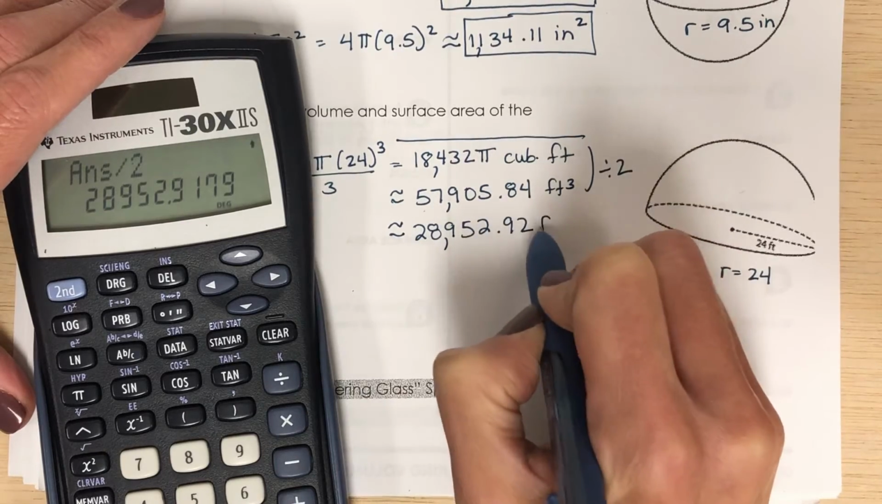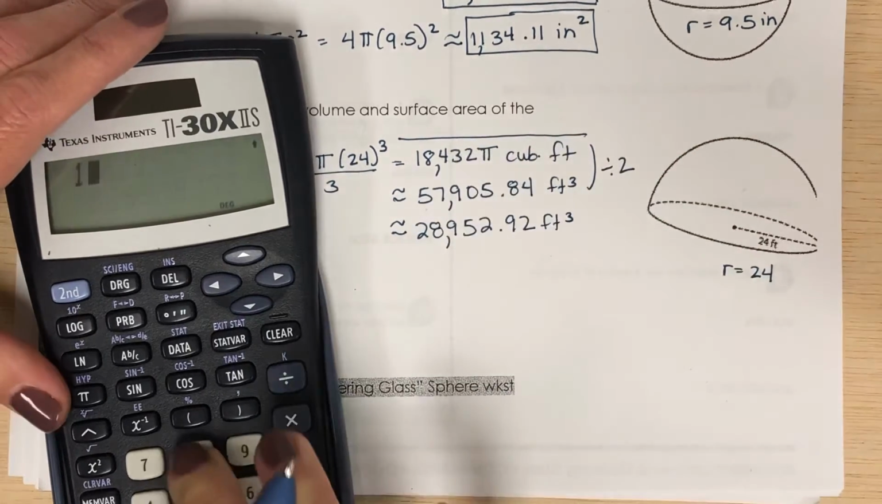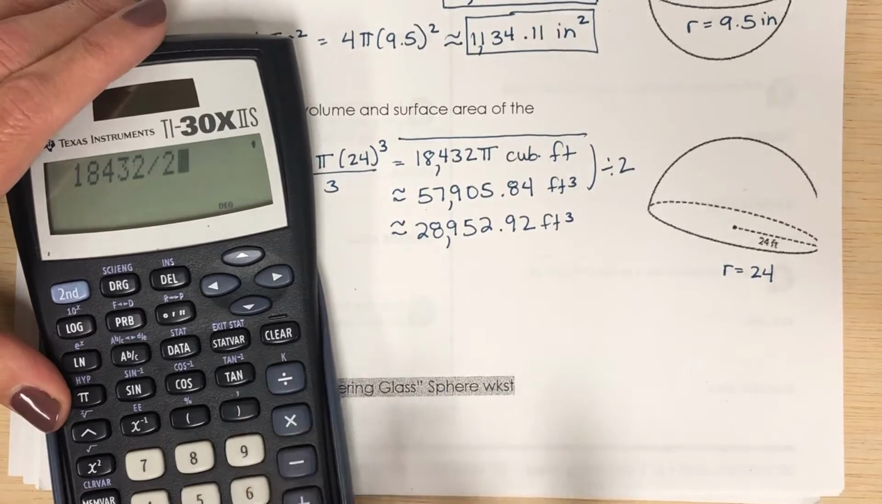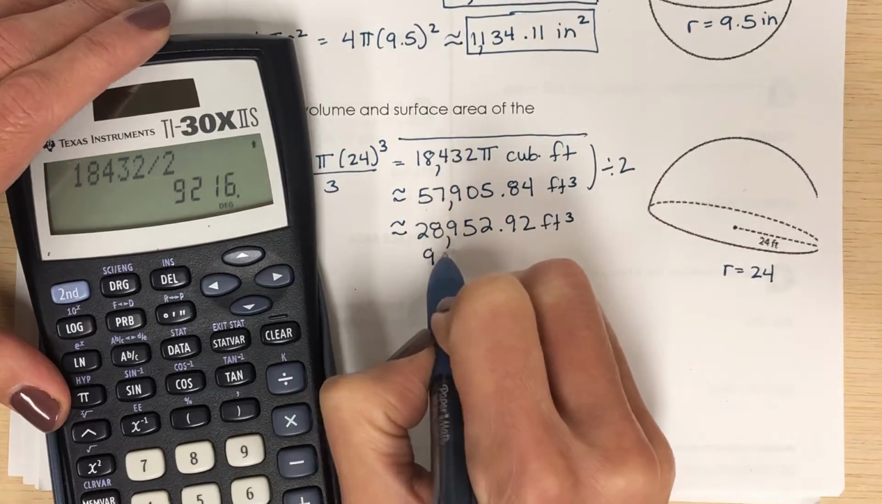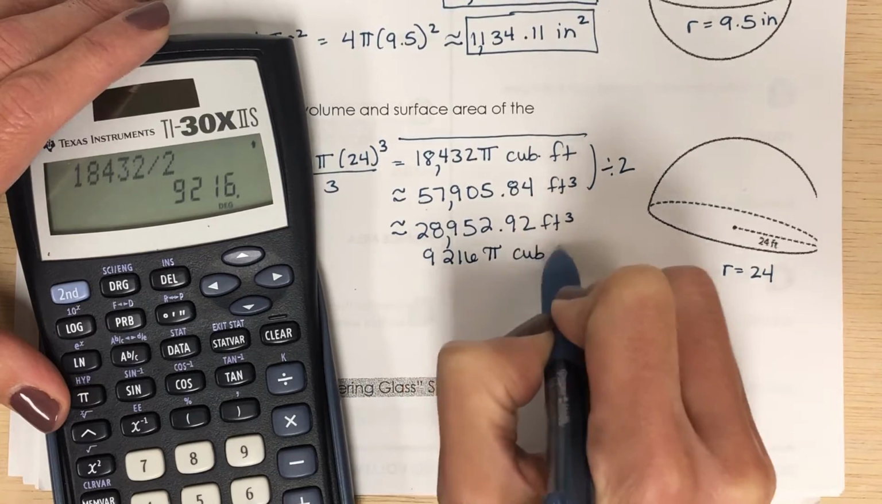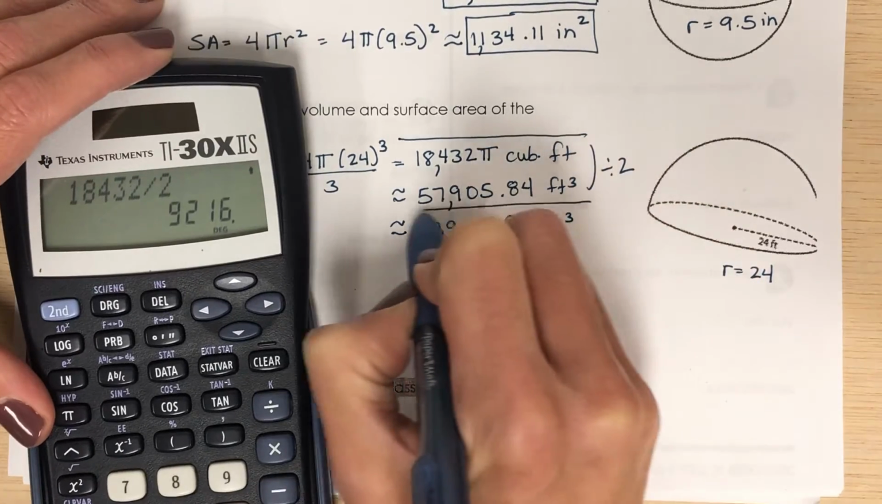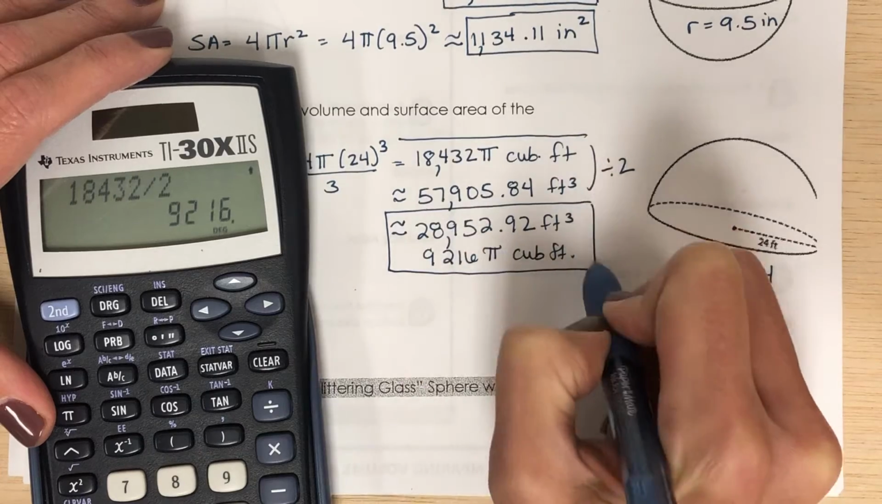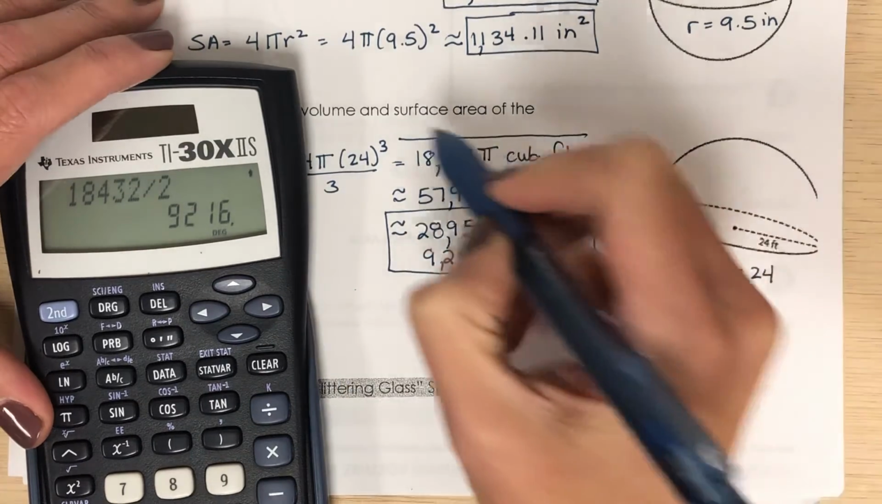28952.92. And then 18,432 divided by 2 is 9,216 pi cubic feet. So here is the volume of this hemisphere.